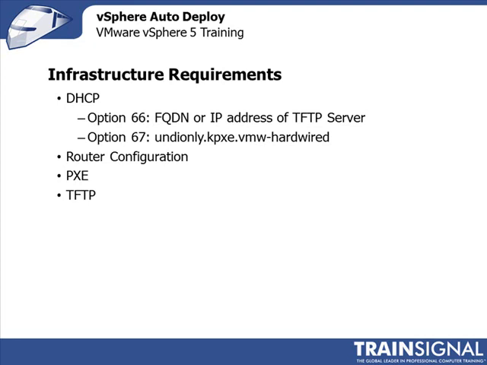Again, 66 is the fully qualified domain name or IP address of the TFTP server. And for option 67, we're putting in this value. This is the name of the gPXE config file that we need the TFTP server to direct the host to. So make note of this, because that's what you want to put in that value if you're going to follow along with the exercises. Now, depending on how your environment is set up, if there's any router configuration that needs maybe a DHCP helper, something to allow the DHCP broadcast to go through, I just wanted to point it out. You obviously need PXE and a TFTP server of some sort.